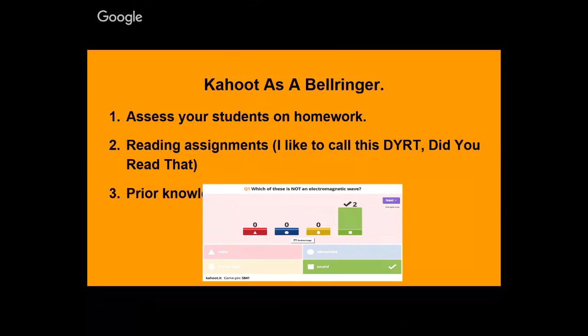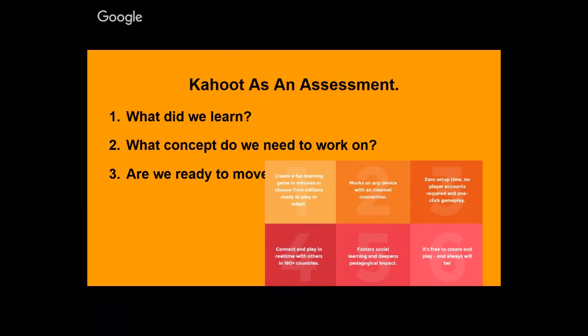This is what the answer results would look like. On this one, you've got two students who are enrolled in the game. Two students got it right, and none of the other students did. So you know, okay, they're doing pretty good. I probably don't need to go back and reteach that particular assignment.